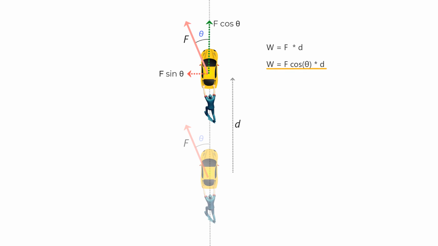And this expression is nothing but the dot product of F and D. So we can express the work done on an object as the dot product of F and D, or W is equal to F dot D, which equals FD cos theta.